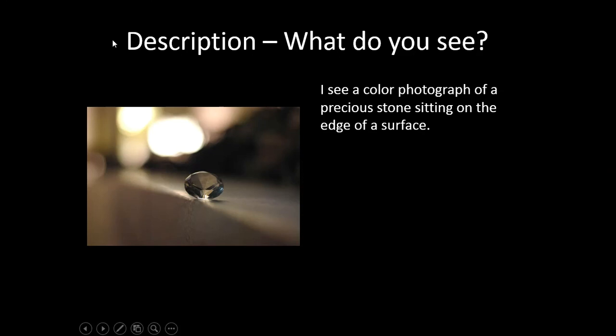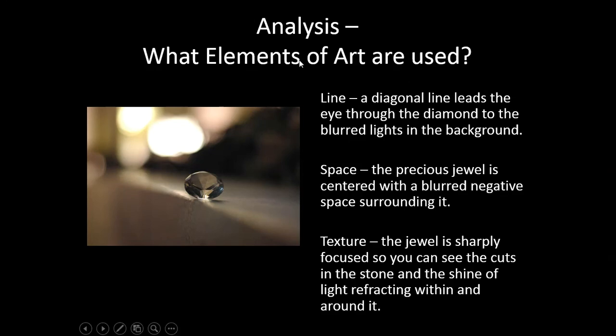So let's look at that first step in the critique process, description, asking what do you see? For example, you might see a color photograph of a precious stone sitting on the edge of a surface. It's pretty simple, right? It's just a description of what you see. But when we get into the analysis, then we start asking questions like, what elements of art are used? Well, one of the elements used is line. We see a diagonal line here. A diagonal line leads the eye through the diamond to the blurred lights in the background.